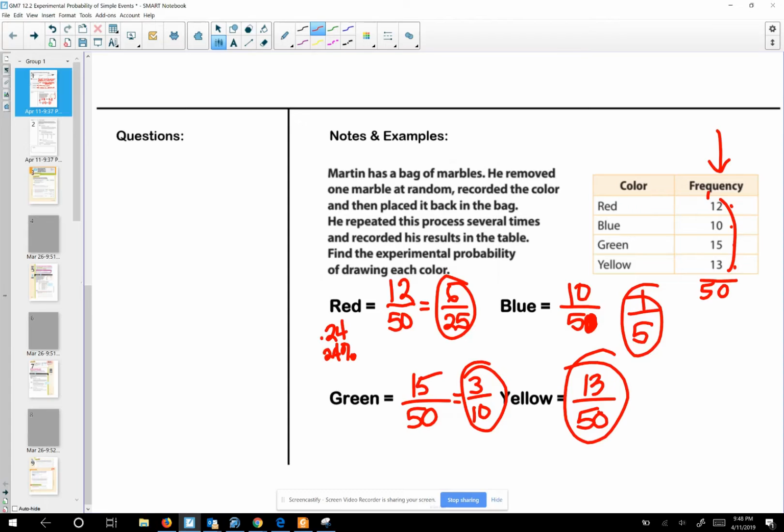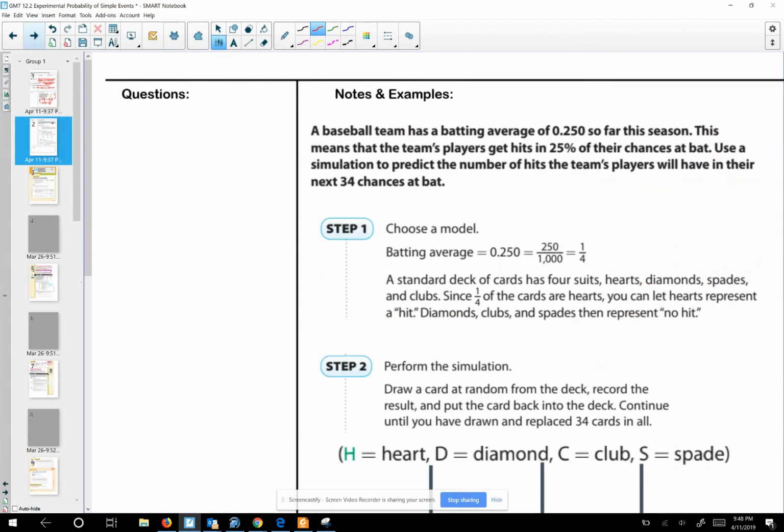All right, so really most of these are going to go super fast, super simple, and you plow through those, okay? But turn to the next page because this is really what I want to talk about. And this is the part about using a simulation, okay?